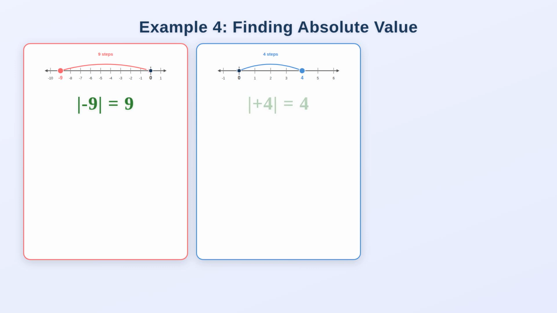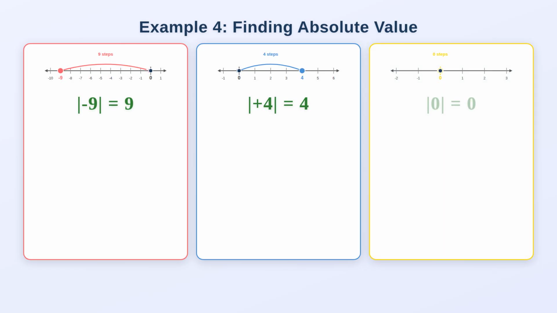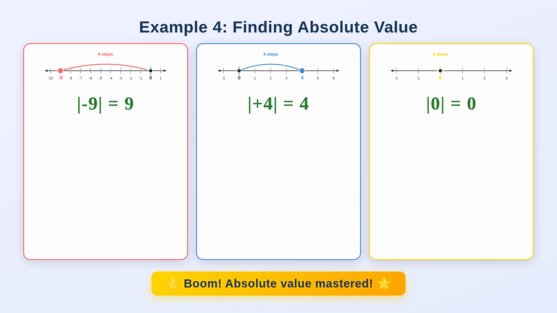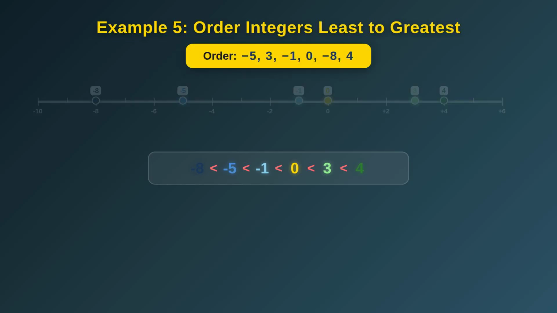First, the absolute value of -9. That's asking, how far is -9 from 0? Count 9 steps from 0 to -9. The absolute value of -9 is 9. Second, the absolute value of +4. +4 is 4 steps from 0. The absolute value of +4 is 4. Third, the absolute value of 0. 0 is already at 0, 0 steps away. So the absolute value of 0 is 0. Notice, absolute value strips away the negative sign and always gives you a non-negative result.